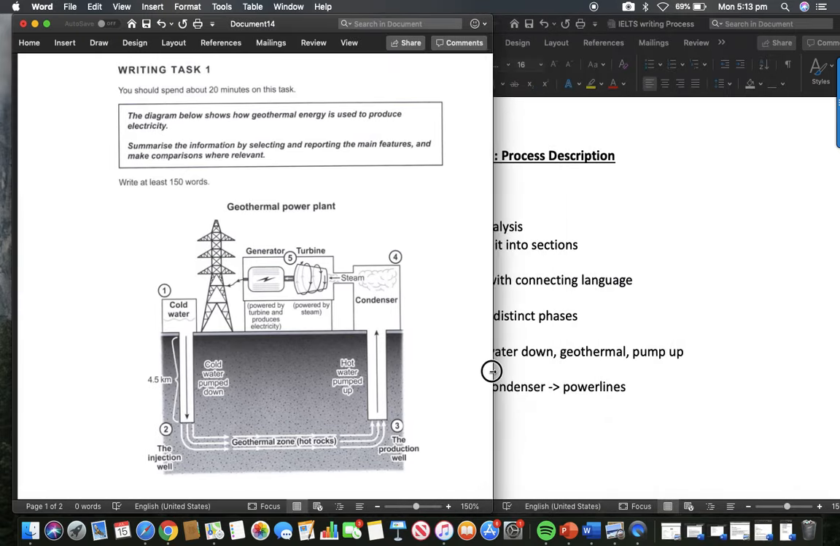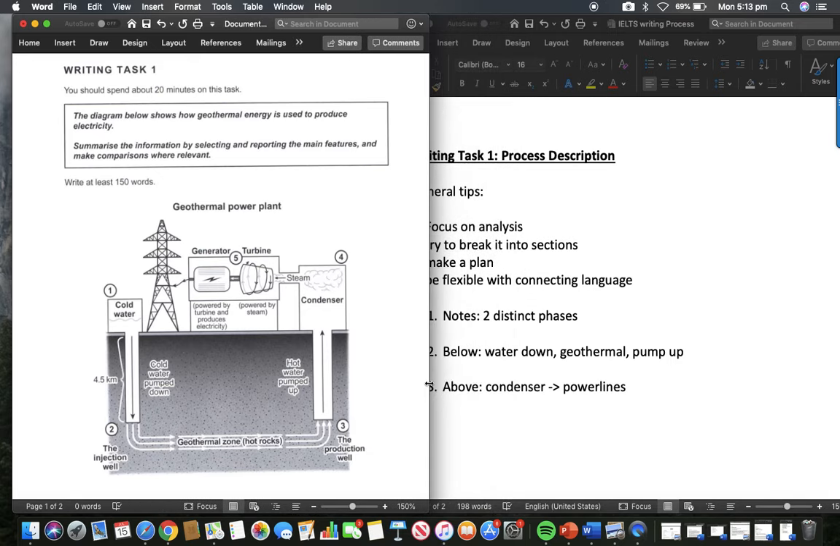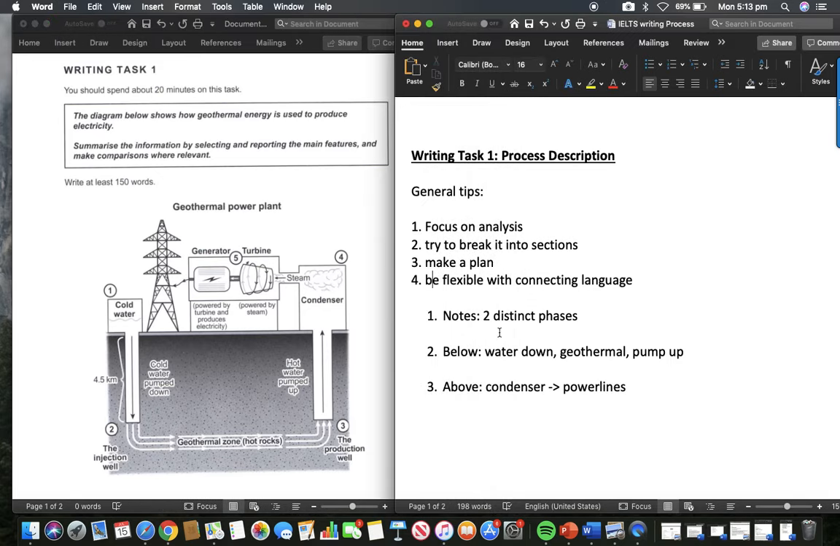All right, welcome back. I'm sure you did 5 minutes. I kept the notes here a bit simpler than in some of my other videos. I just wrote here 2 distinct phases, and I might add in uses water. All right, so one of the things you need to do is have that overall point. Then I broke it into below ground and above ground. And I made a few points of notes here.